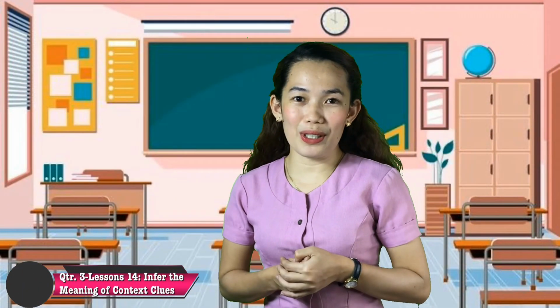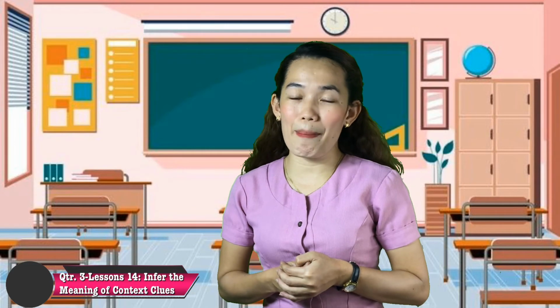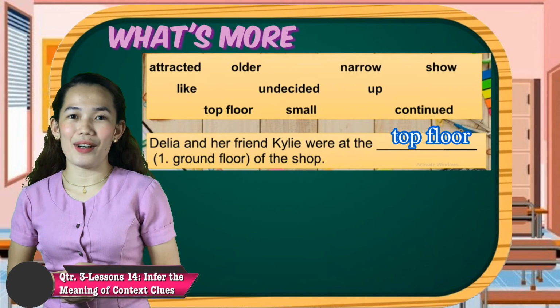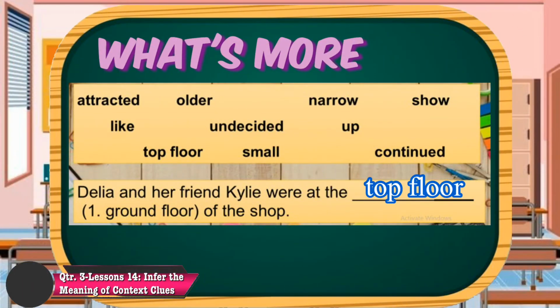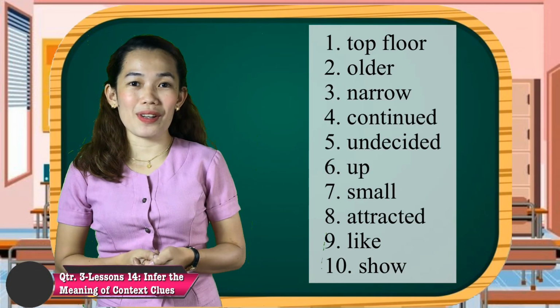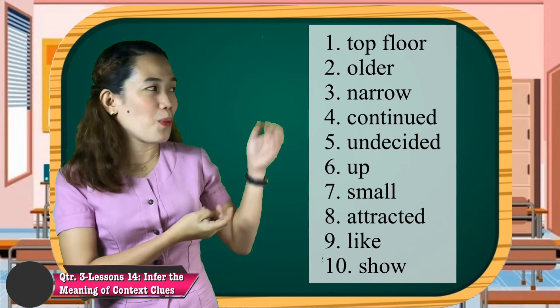On your module on page 5, read the passage carefully. There are blanks in it that need to be filled with the correct antonym of words enclosed in parentheses. The first one is done for you. Now go over your answers and try to compare with this.